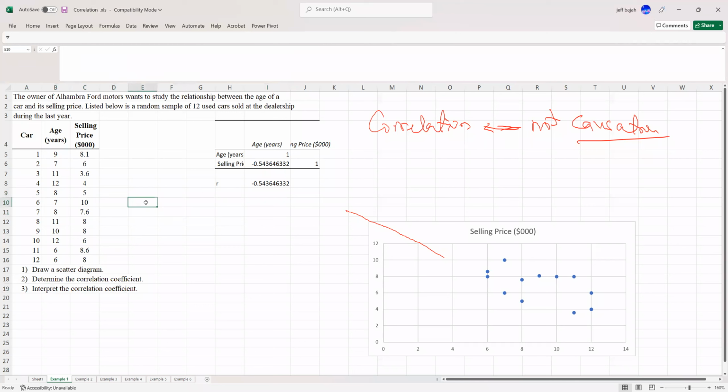We can see that there is a negative and moderate relationship between the age of cars and their selling price. So the relationship is negative and it's moderate. So we can say moderately strong.